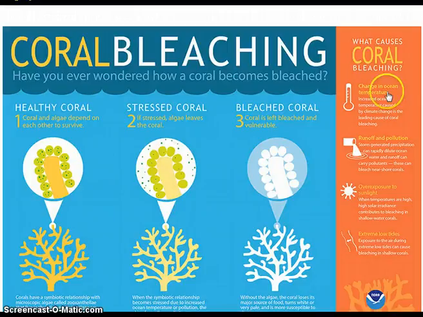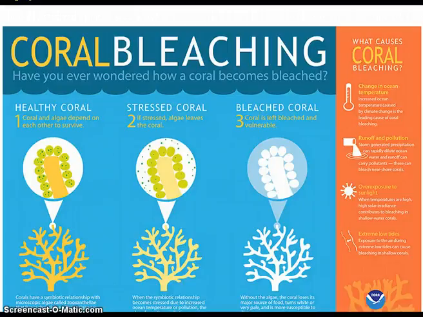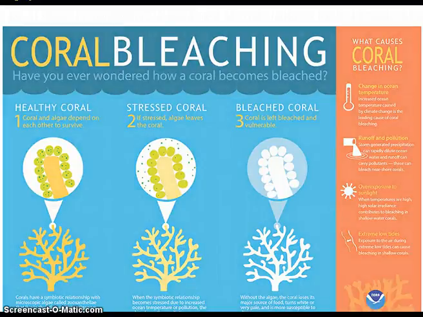And you can see the stresses over here. Change in ocean temperature, climate change, increasing the temperatures will cause the coral not to be able to function properly, pollution in several areas, and low tides. With that, the algae, the coral, can't properly get its nutrients.